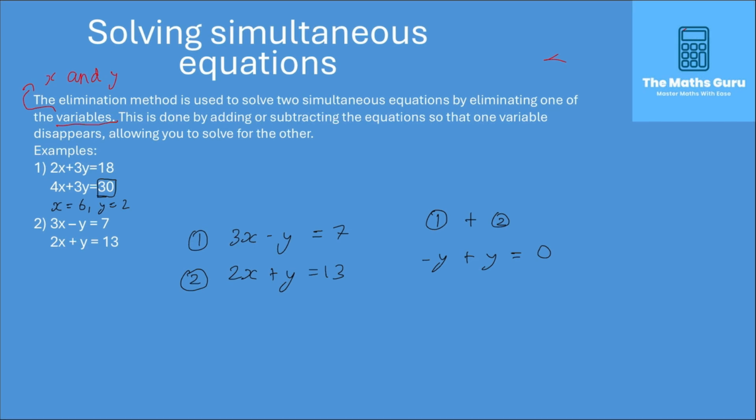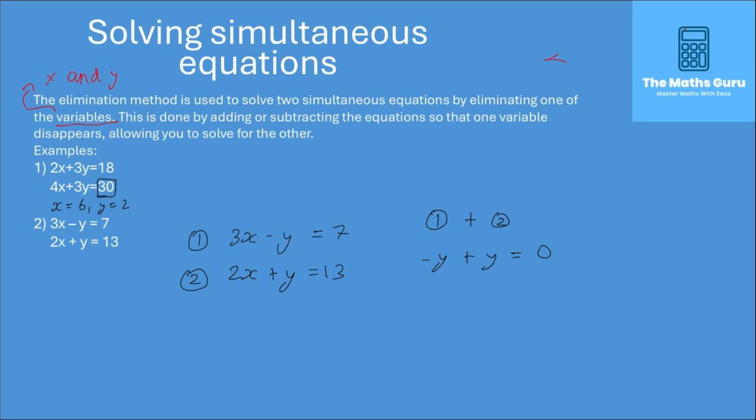And just for your own understanding, we don't always have to cancel out our y, we can cancel our x's first. But as you can see here, our y's make it easier for us to cancel, as we don't have to do any multiplications to make the y's the same. The y's are already the same, so we can just continue on from here.